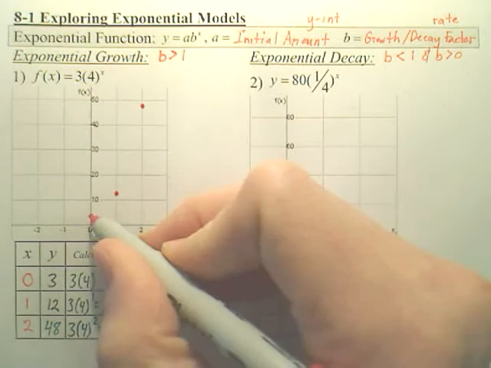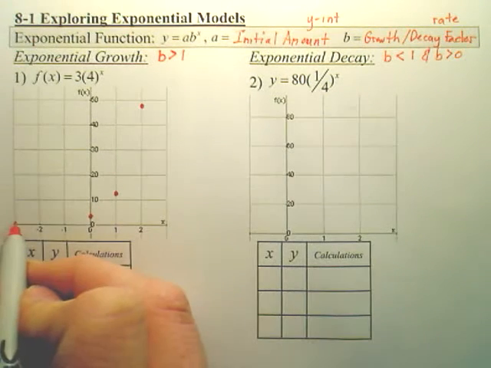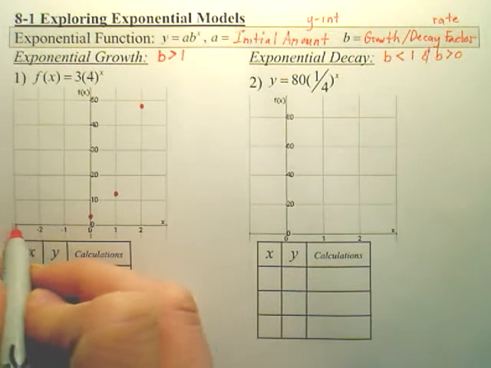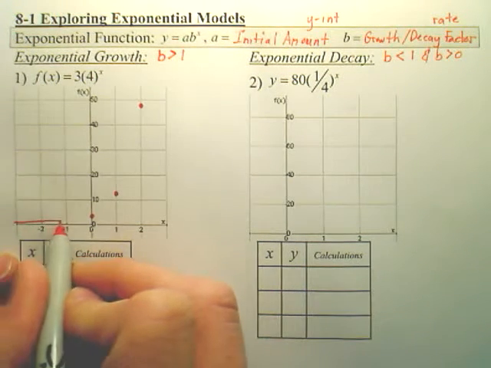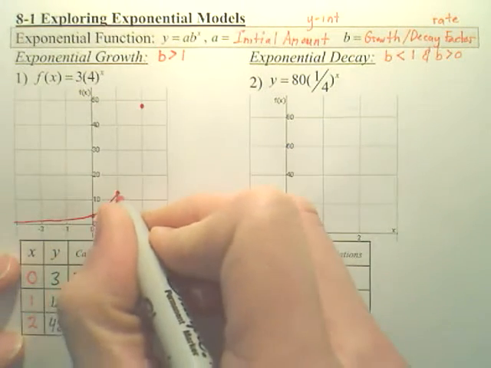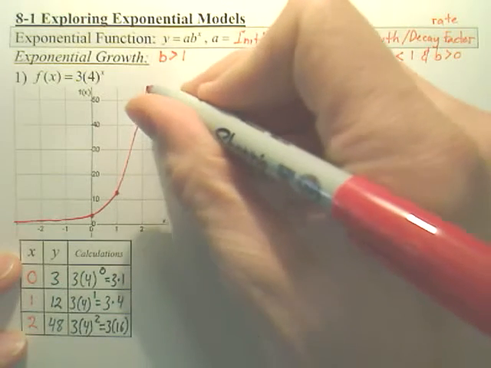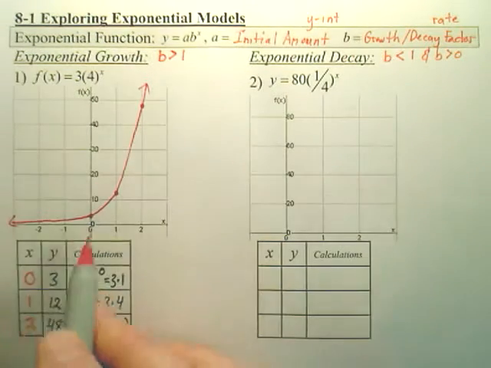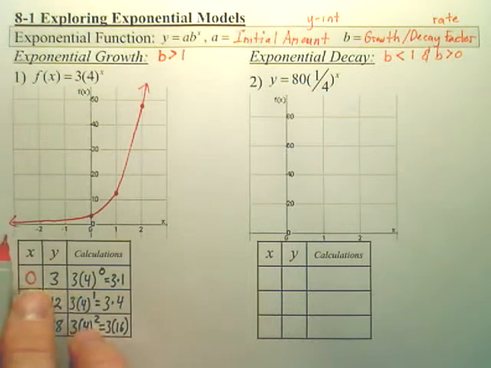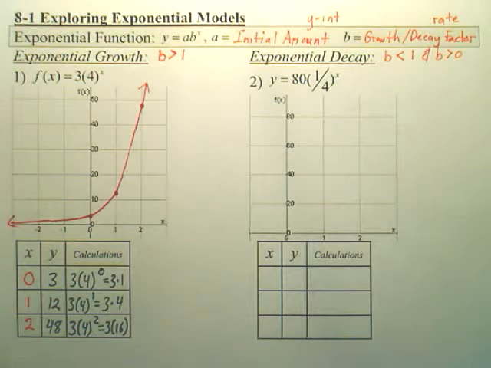The graph will look something like this. The graph over here will never touch the x-axis. This is called an asymptote. We'll talk about it later. So the graph will go along here, hit that point, and then it's got to curve. That would be your graph. Again, it will never touch the x-axis. It goes along that, and then it curves up and hits those dots.